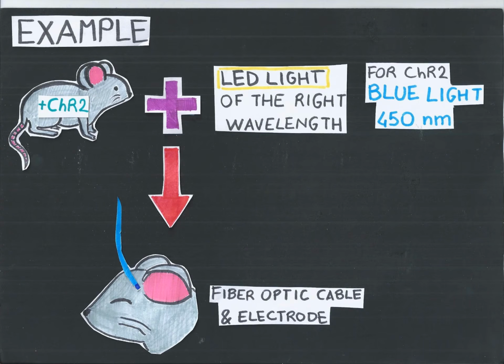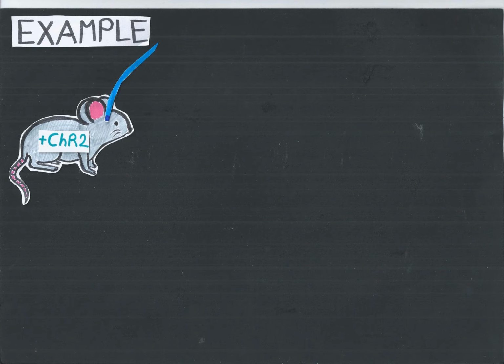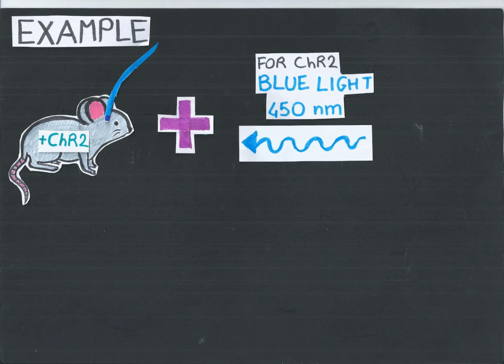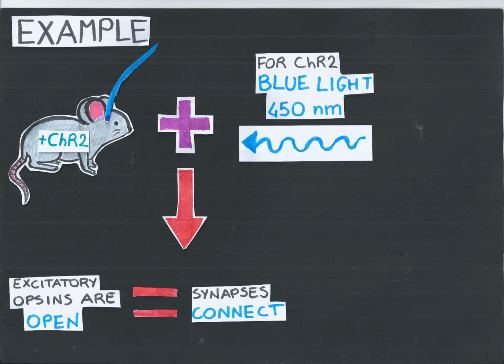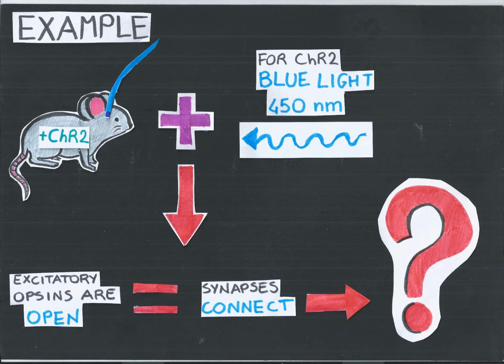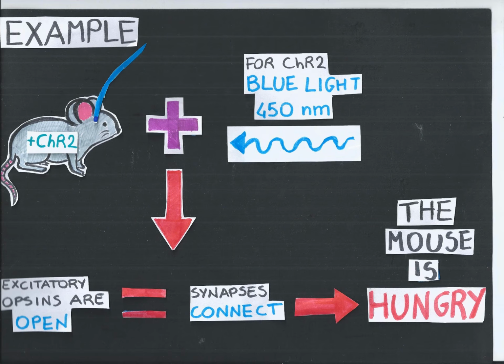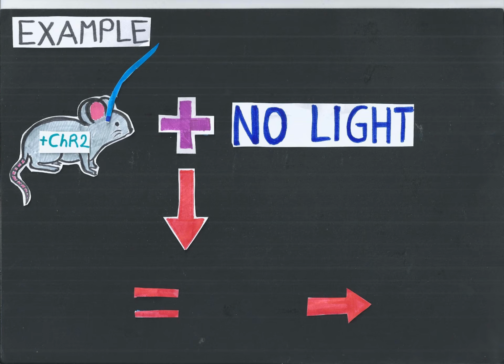And you put inside the brain of the mice a fiber optic cable and an electrode, and then finally you can switch on the light. What could happen? We put the gene for ChR2, which is an excitatory opsin, so synapses can connect when the channels are open, and so the mouse is hungry. But if you do not have light, the mouse is not hungry.